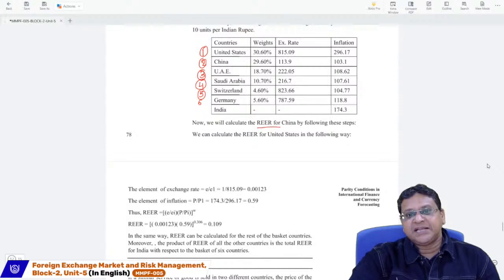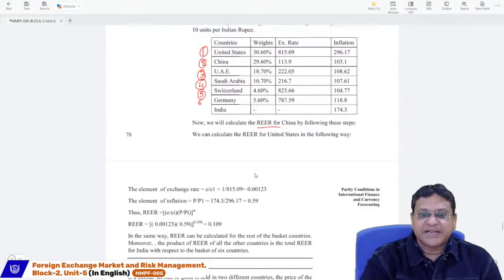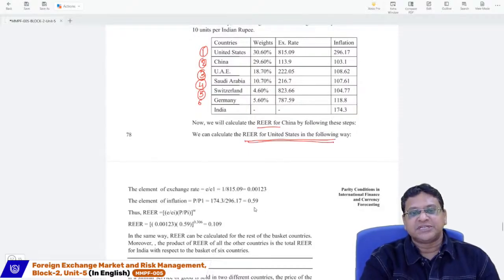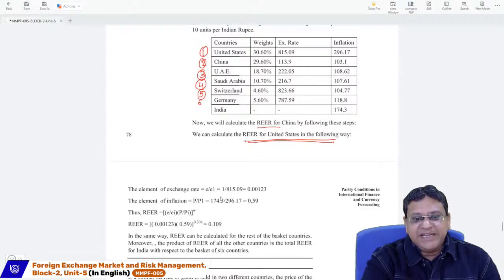Okay, let's take an example. We have to calculate RIR for US or RIR for China. For US, we have to calculate RIR, and it can be calculated with the following steps. What is the formula? E divided by E1. What is E? Exchange rate in India. In India, nothing is given. The exchange rate is for 1 rupee, so the exchange rate in India is 1.